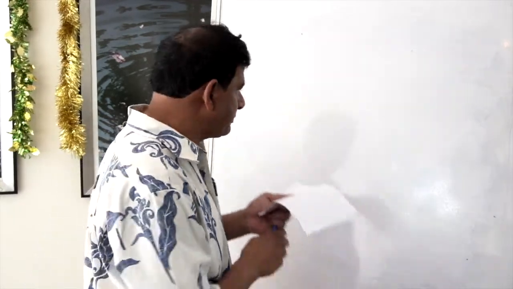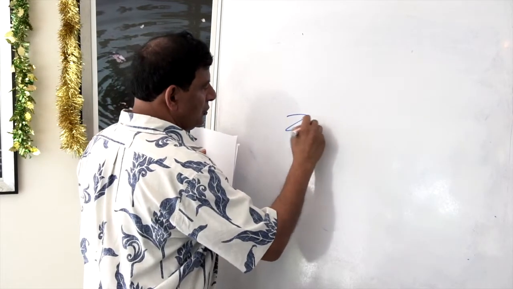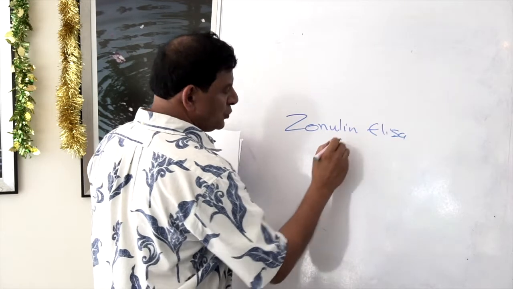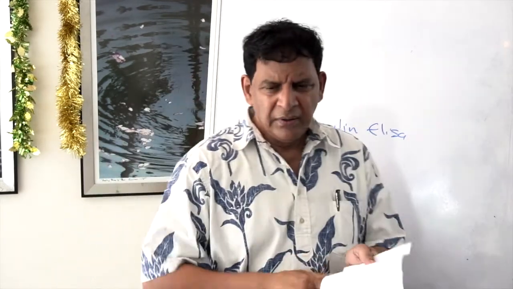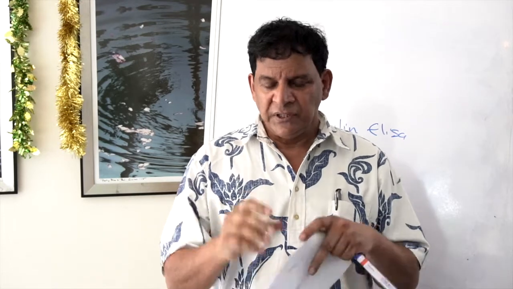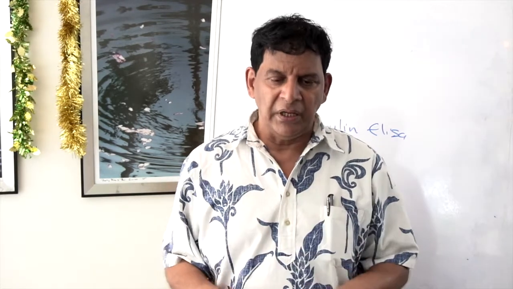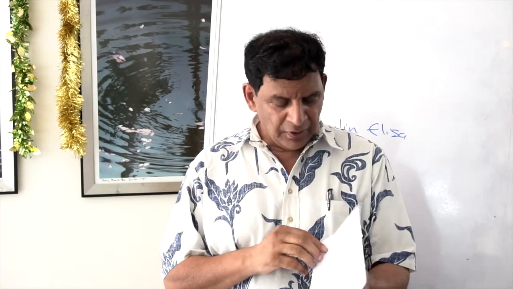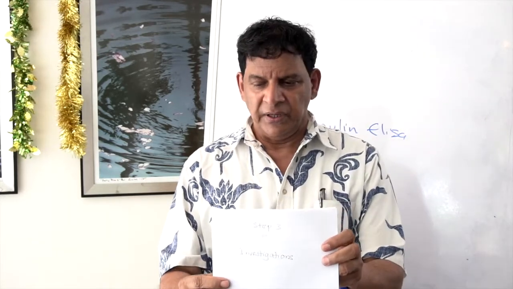what you call zonulin ELISA tests. There are so many tests that you can do to make a diagnosis of a leaky gut or a gut problem. If it's parasites, you need to send to the lab to find out what parasites you're dealing with. So it's very important. This investigation is step 3.